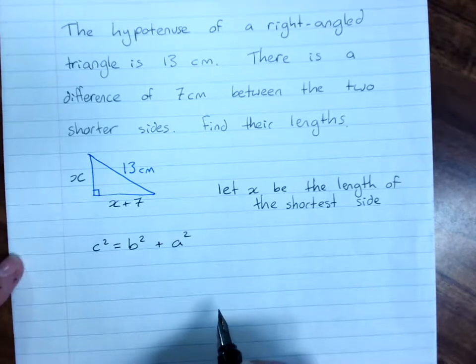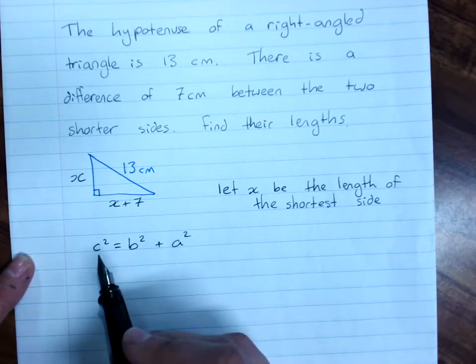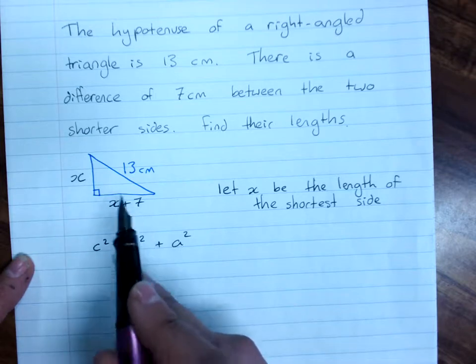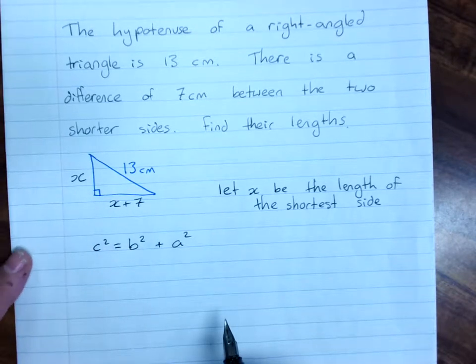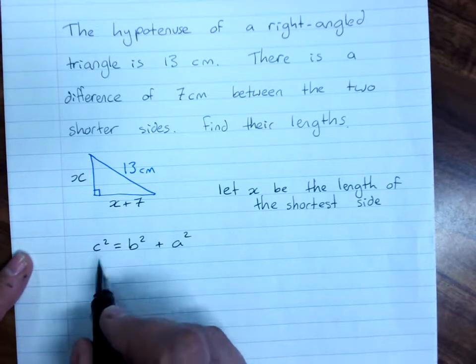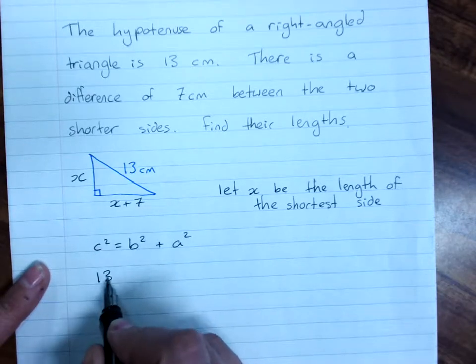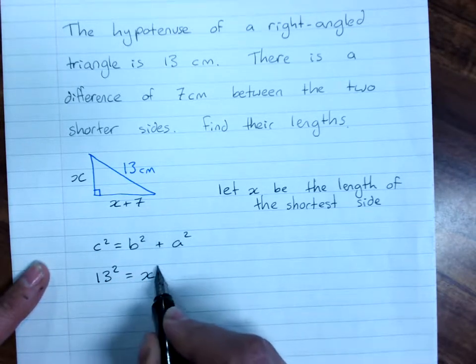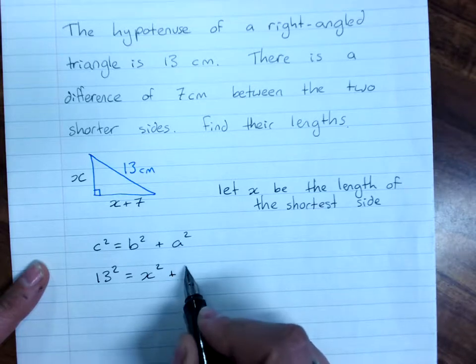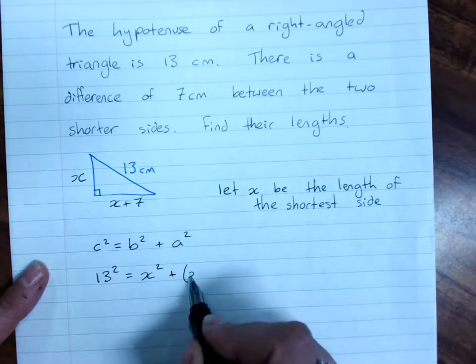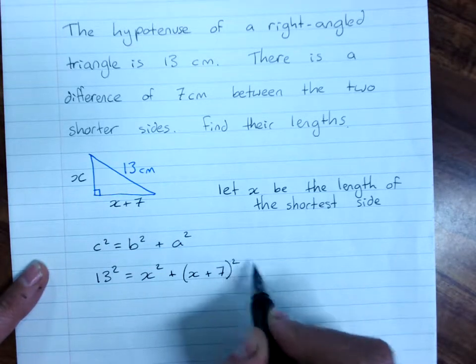So choose a formula that relates a thing that you know to the other parts that you don't know. Substitute in our values. 13 squared is x squared plus (x plus 7) squared.